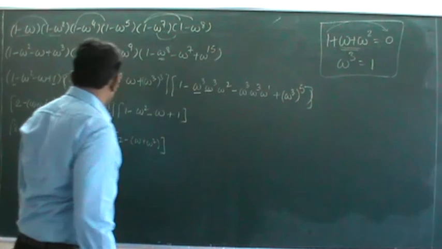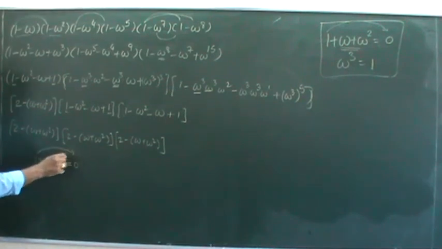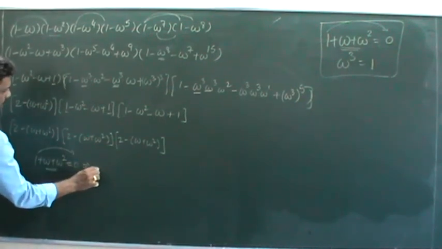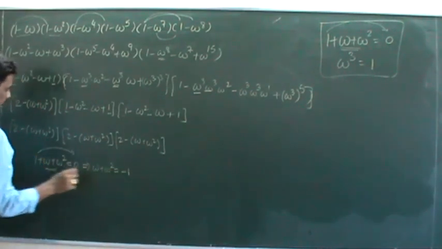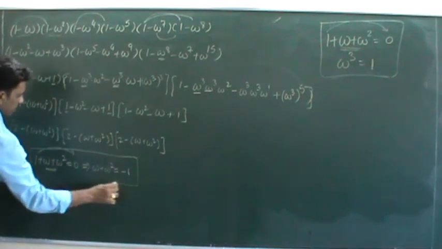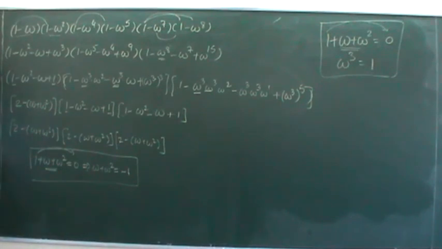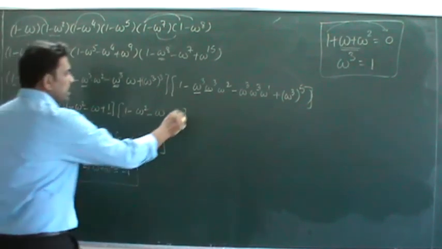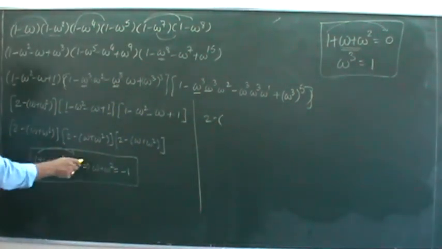Using the first identity, what is the first identity? 1 plus omega plus omega square value is 0. Now we can move 1 to the other side. Then what happens, children? Omega plus omega square equal to minus 1. So what is the value? Minus 1. In this place you can put minus 1. That means finally you will write like this: 2 minus, omega plus omega square value is minus 1.